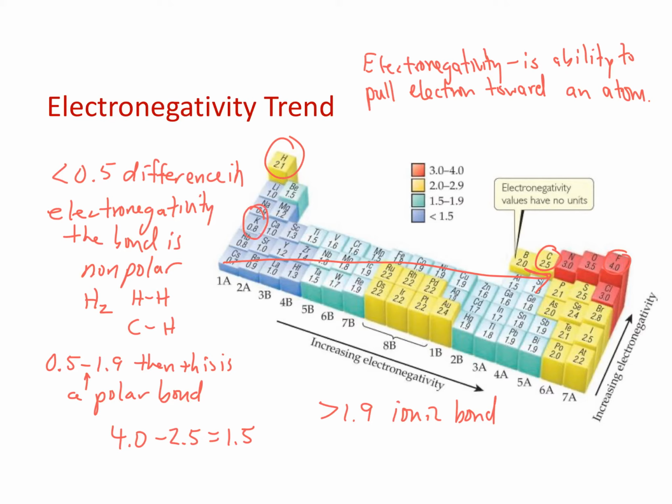Taking a look at something that would be ionic, right? Potassium is 0.8, fluorine is 4. We've got a large difference. I've got a difference of 3.2 in my electronegativity. That's an ionic bond.